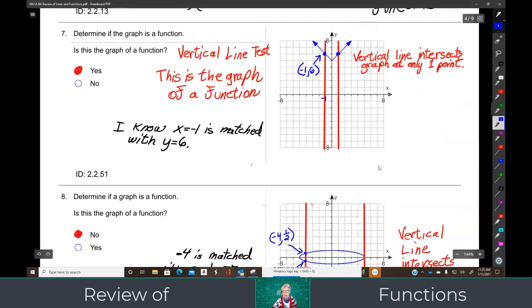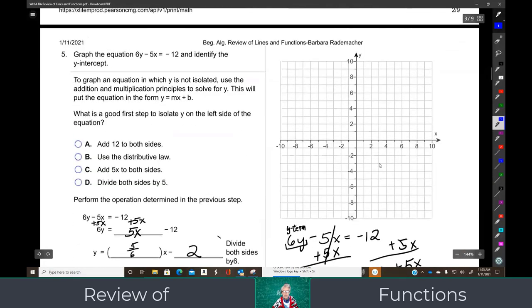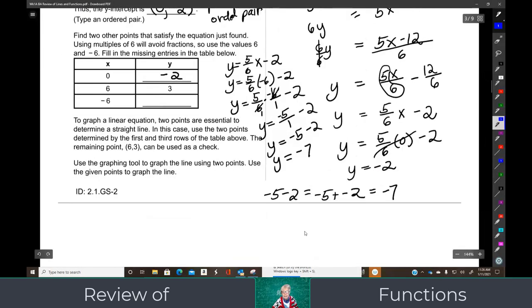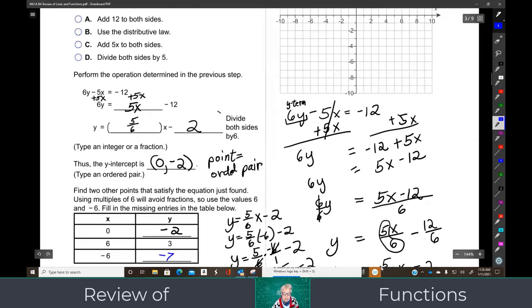All right, let's go back here, where I apparently did not finish what I started. Okay, for instance, I found out what? That if X is negative 6, y is negative 7. Well, we're going to check and see if I'm right. We're going to have the points. Let me write them over here. 0, negative 2. Six, three, and negative six, negative seven.